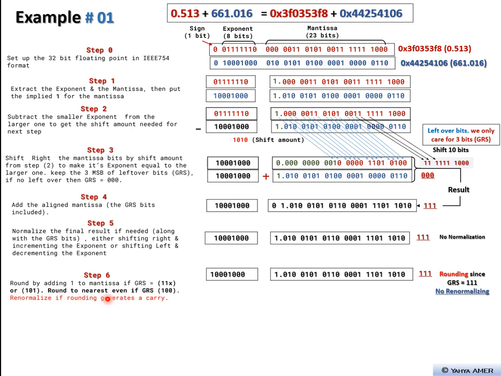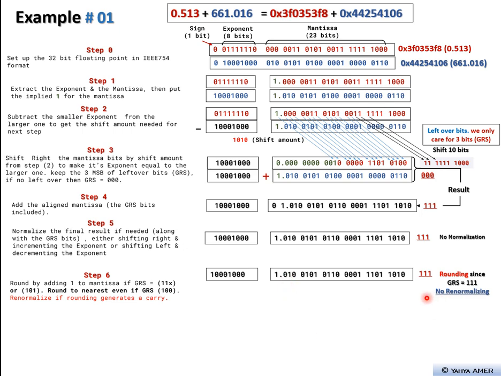Now the third state, it says here, if the GRS equals 1 0 0, then we round the mantissa to the nearest even. We do not add 1 to the mantissa. It's a big difference. We're going to see this in much more detail in another example. And finally, it says here renormalize. We have to make normalization again if the rounding generates a carry. And this is a special case. If all of these values are 1, when we add 1 to these all 1, then we have a carry. In this case, we have to make another normalization.